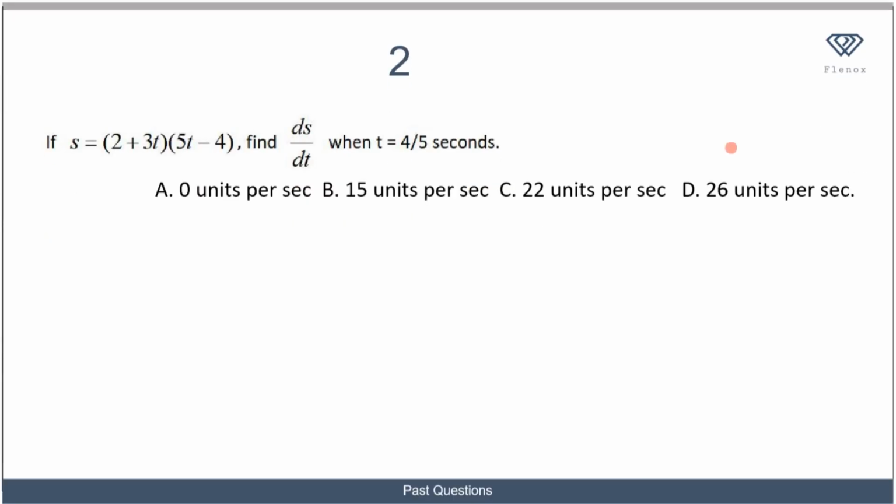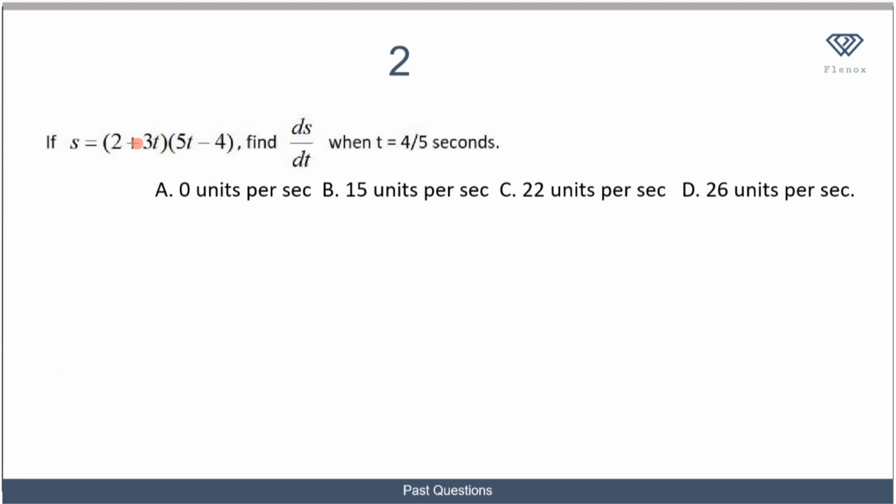In the next question, we are told that if s is equal to this, we should find ds over dt when t is equal to 4 over 5 seconds. So the same logic applies here. What do we have to do? We have to differentiate this expression over here. And how do we differentiate that? You can choose to expand this, then differentiate each of the terms using the principle of the differentiation of algebraic expressions. What I'm going to do now is to apply the product rule.